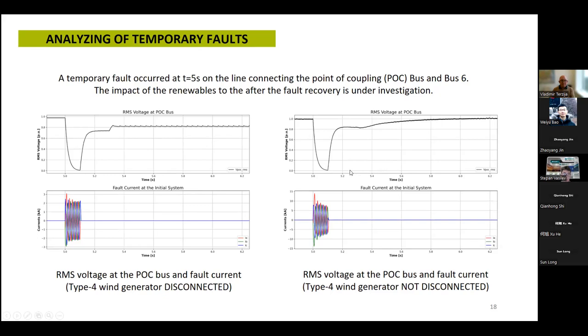the type 4 generator was considered as not disconnected from the grid. So we can observe a full voltage recovery in this experiment.